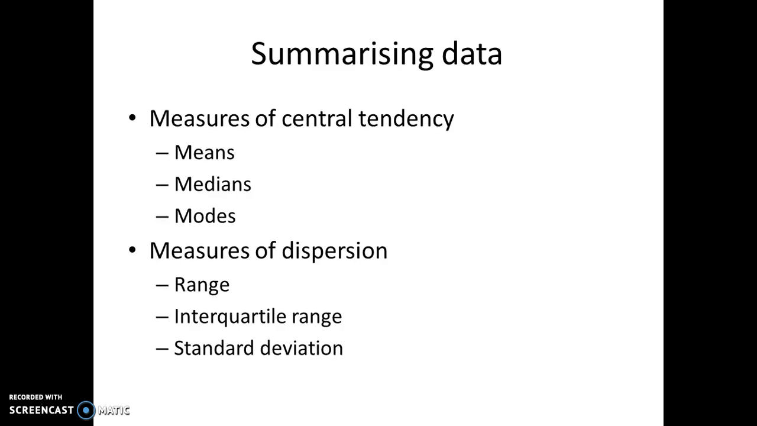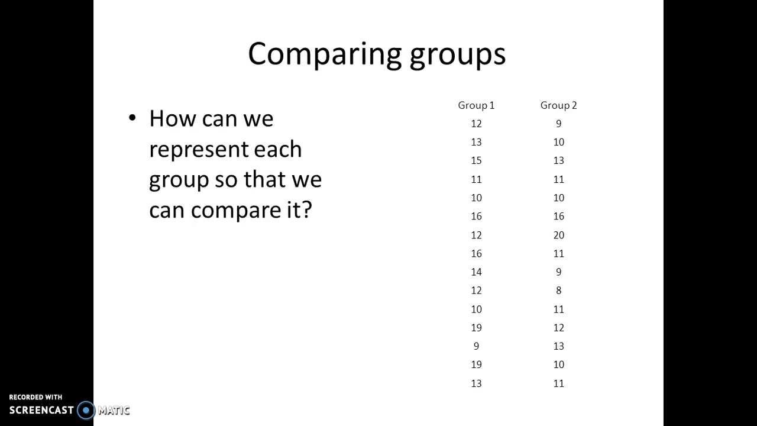So let's look at some of these ways of summarizing data. We know means, medians, modes. I'll cover these again, at least some of these. And not only are we interested in measures of central tendency, but also measures of dispersion. Let's look at what this means in a bit more detail. Here are two groups of numbers, which might be two particular treatment conditions in an experiment. What we want to do when we get a bunch of numbers is to capture them in an easy to handle way.